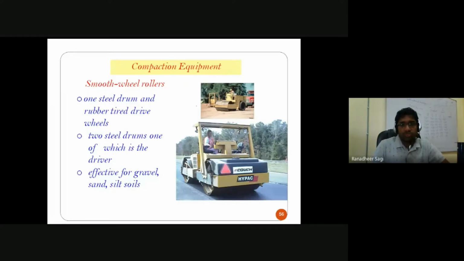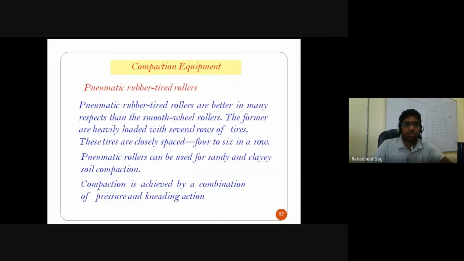When you look at smooth wheel rollers, how does the equipment look? You will have a smooth revolving drum in the front, and you might have rubber tired wheels on the back side of that vehicle, or in some cases both front and back you will have the smooth wheel rotating drums only. So this technique, your smooth wheel rollers, as mentioned, is effective both for sandy soils as well as silty soils, or to that extent clayey soil deposits also.